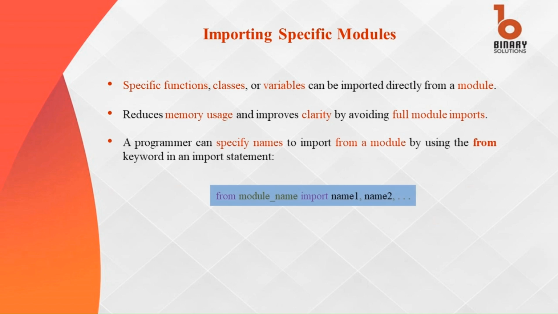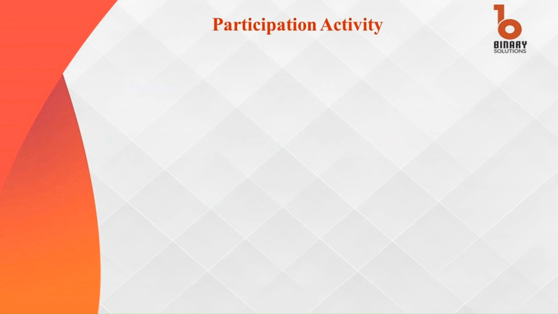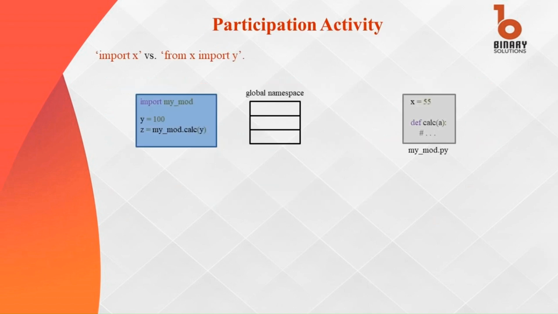For example, you can specify the names you want to import with a syntax like from module_name import name1, name2. This allows you to access only the needed elements from a module, making your code cleaner and more efficient. This example demonstrates the difference between import X and from X import Y in Python.